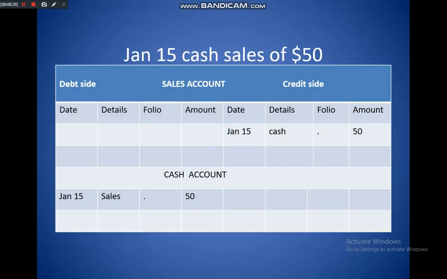I think I've done this one for you. You can follow this one. Sales account, you write the name of the account, sales account, you credit sales. When you credit sales, it means you record all the transaction on the credit side. In the details, you write the name of the other account, cash account. Cash account is being what? We are debiting cash, so you move on to the debit side of the cash account, then you write the other account, then the amount. I think this one is very clear for everyone.